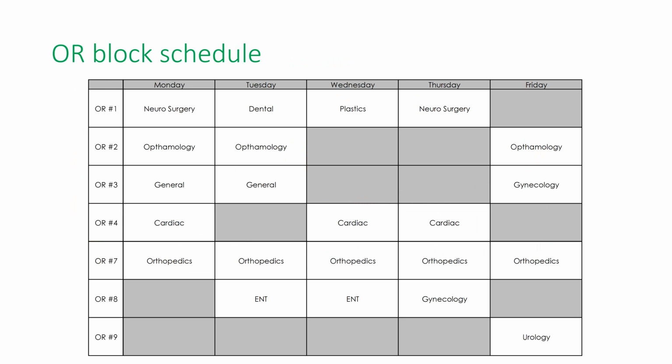So OR, in this case, stands for operating room. And here you see different days of the week, Monday, Tuesday, Wednesday to Friday. And you have different operating rooms, 1 to 9. For example, here on Monday in operating room 1, you have neurosurgeries. On Tuesday, you have dental surgeries. On Wednesday, you have plastic surgeries. On Friday, you have nothing because that operating room is not working that day.